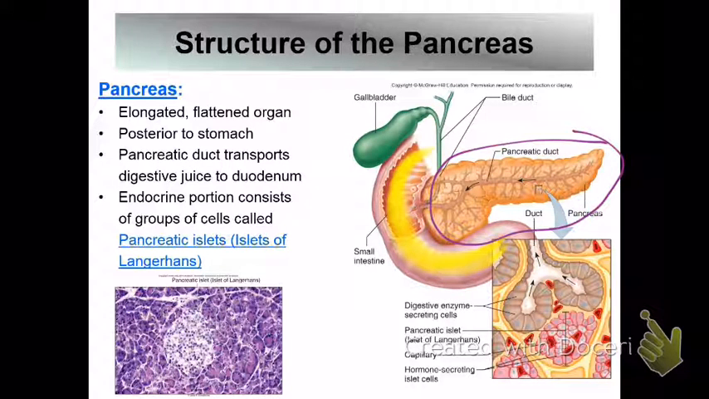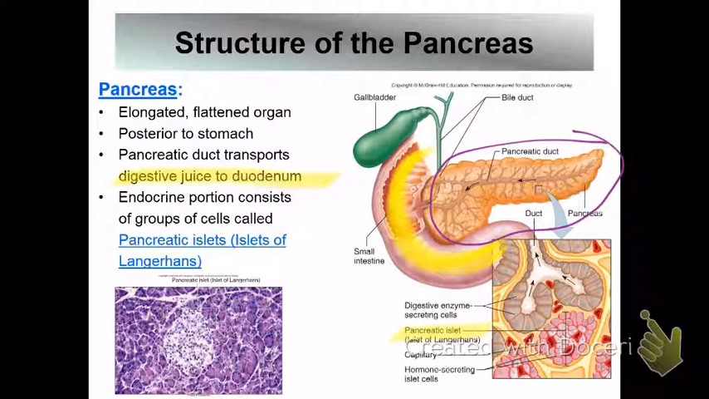Okay, you do want to know it releases digestive juices into the duodenum. That curve is the small intestines. So it fits right into the duodenum of the small intestines.